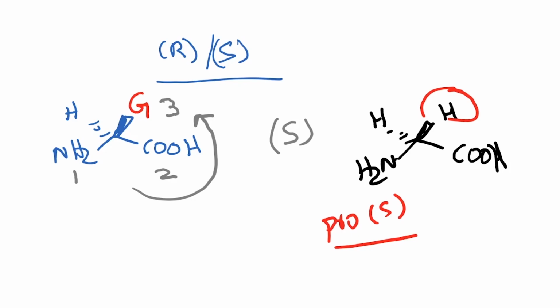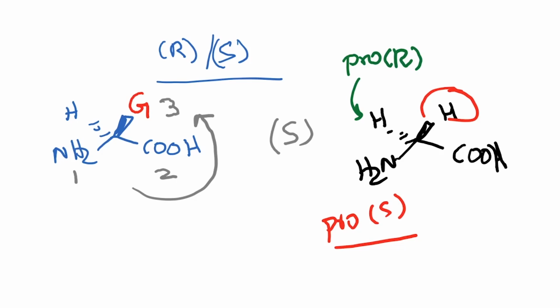And as a corollary, if I replace the other hydrogen with deuterium, then I'm going to get R, and so the other hydrogen is going to be called pro-R. Now, what about faces?